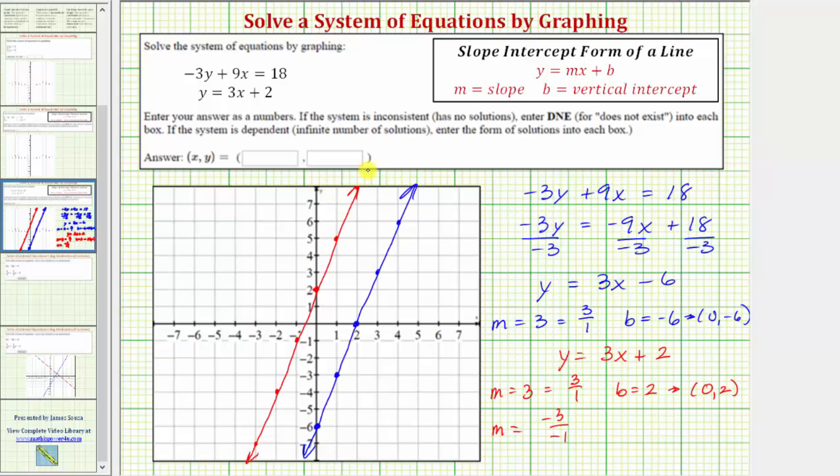Because the two lines are parallel and never intersect, there will not be a point that has an ordered pair that will satisfy both equations, and therefore the system has no solution. A system that has no solution we say is inconsistent, and we're told to enter D and E into each box. So because there's no solution, we enter D and E here and D and E here.